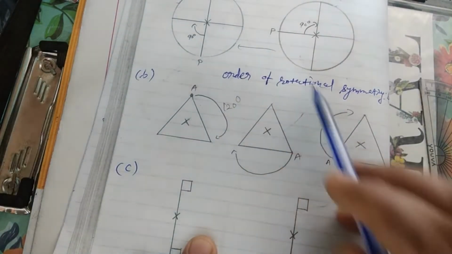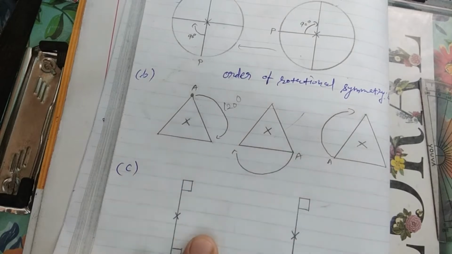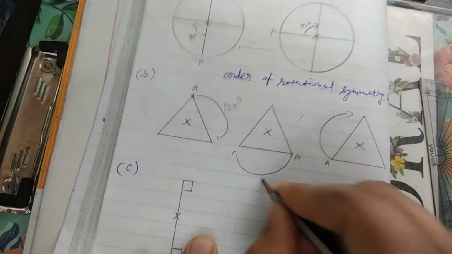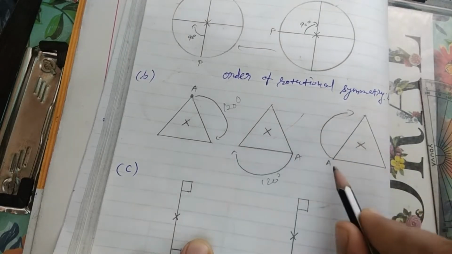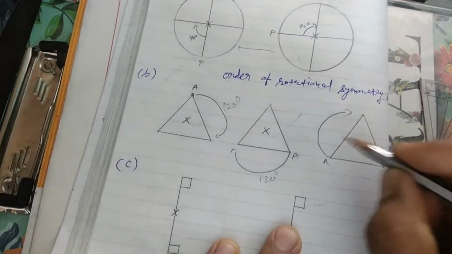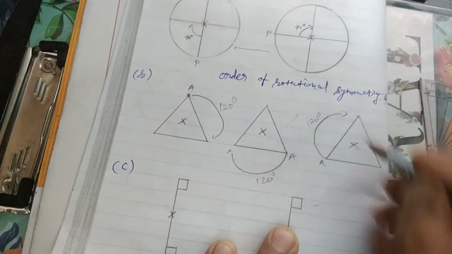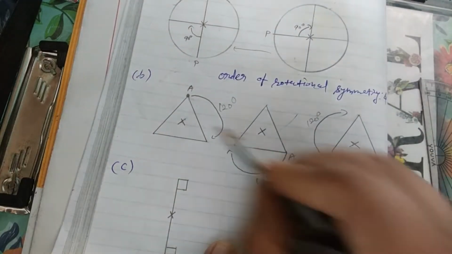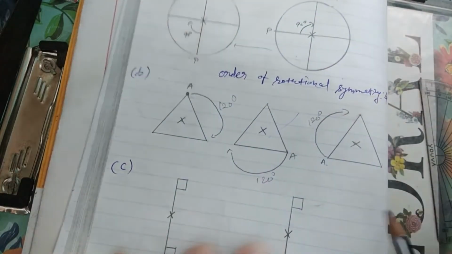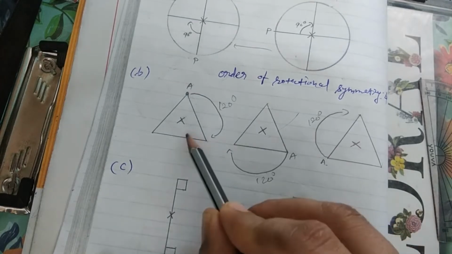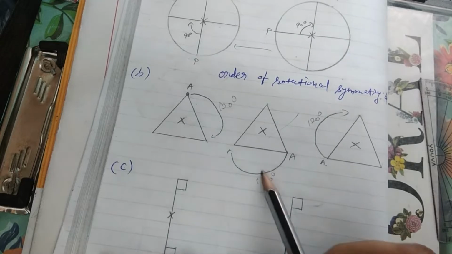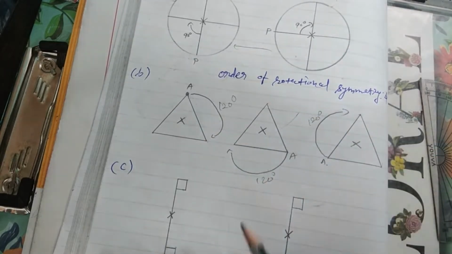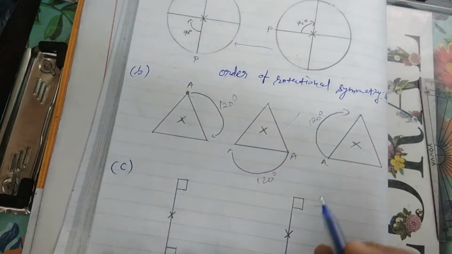Again we have to rotate this shape until we get the original position. Again we rotate this shape by 120 degrees. Point A will come here, and when we rotate by 120 degrees again, we get point A here, that means the original position. So the order of rotational symmetry is 1, 2, 3. That is 120 plus 120 plus 120, a full rotation, that is 360. So the order of rotational symmetry for this shape is 3.